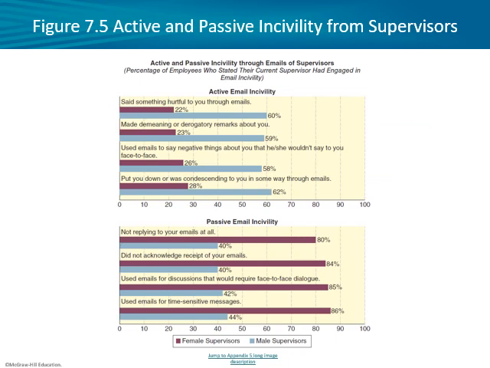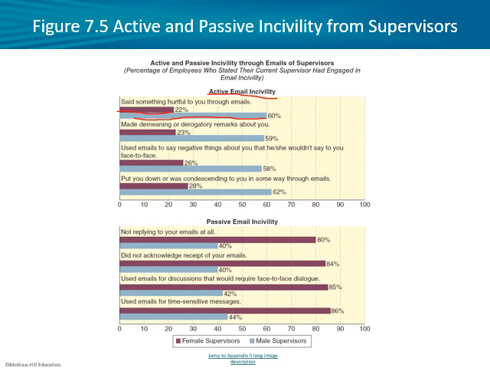All right, so here's what they're talking about with active versus passive incivility. This is from a study of employees who stated that the current supervisor had engaged in email incivility. They were trying to look at male and female supervisors and see if there was a significant difference in the types of incivility they engage in, or at least are perceived to have engaged in. So let's look at the active email incivility, some kind of direct affront. Said something hurtful to you through email: only 22% said a female supervisor had done that, but 60% said male supervisors had.